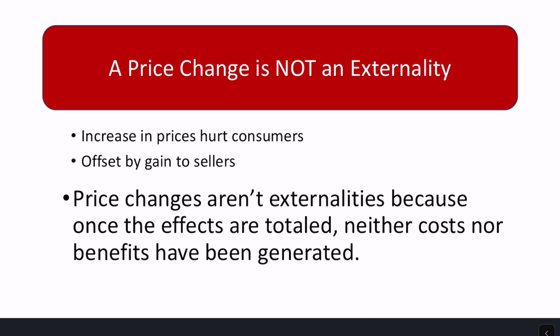Now, a key point here is that a price change is not an externality. If you have two firms, Coke and Pepsi, and Coke lowers its price, that's going to harm Pepsi. That is not an externality. That's just part of the market system through price changes. An increase in price is going to hurt customers, but that's offset by a gain to the seller. Since the pain to consumers is offset by the gain to the seller, that's not an externality. These price changes aren't externalities because once the effects are totaled, neither costs nor benefits have been generated.